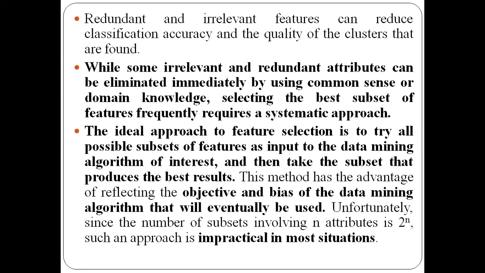As I said, in the case of classification, we will be assigning labels to the data objects or tuples which are present in the database. In clustering, we will be grouping the similar data and forming a cluster. For such tasks, these redundant and irrelevant attributes are going to reduce the accuracy and the quality of the clusters. So whenever you have these kinds of features or attributes, you must remove them from the data set. Also, one thing we can do is remove these redundant and irrelevant attributes by using our common sense.